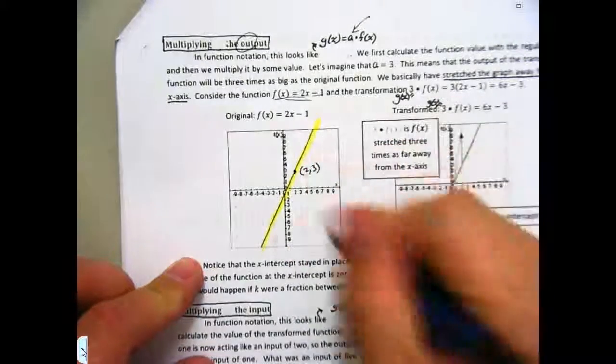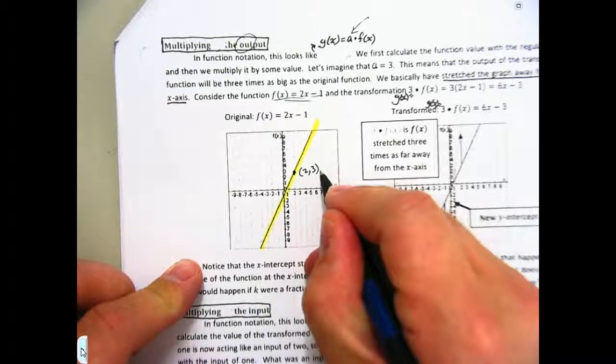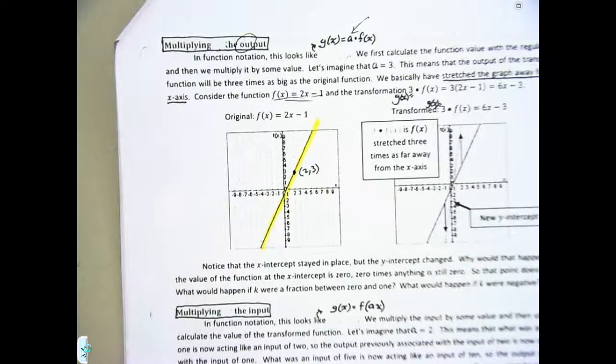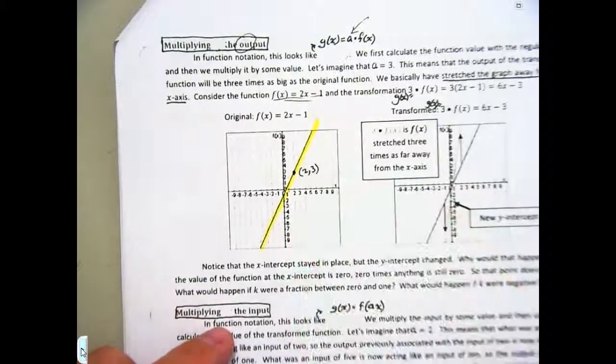Okay, well we're going to be multiplying the output. So which is going to change, the 2 or the 3? Which one's the input, which one's the output? Tell your neighbor that. Okay, which one's the input? 2. The output is 3. So which one's going to change? The 3 is going to change.